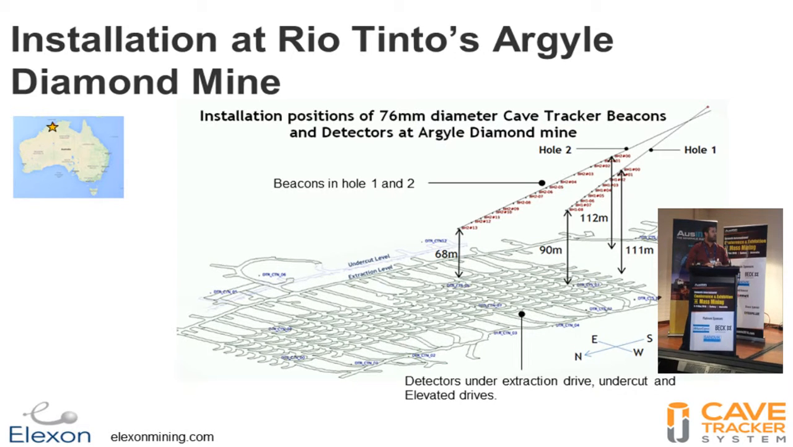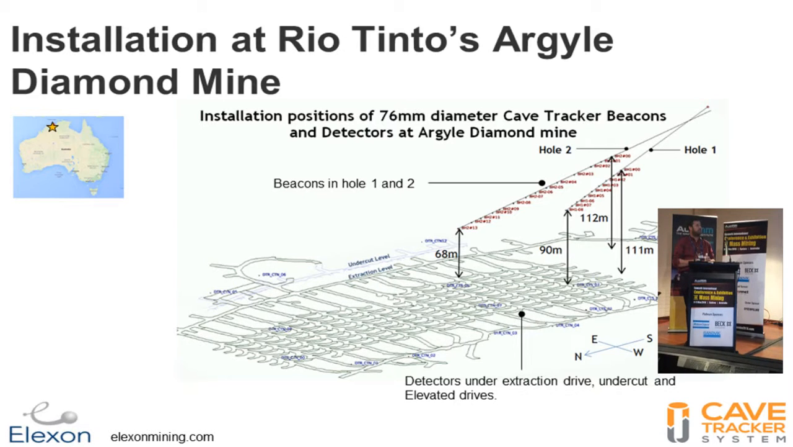Where we put about 23 beacons, 76 millimeter diameter beacon, in these two holes, affectionately called hole one and hole two. I think they have much more complicated names in the CAD system, so we just call them hole one and hole two. Spaced roughly 10 meters apart, and you can see the rough distances above the extraction level. The extraction level also contained the detectors, and so the detectors were buried in holes between 6 to 15 meters below the extraction level, which is a very challenging environment for detectors because, as you can imagine, it's electromagnetically a very noisy area.